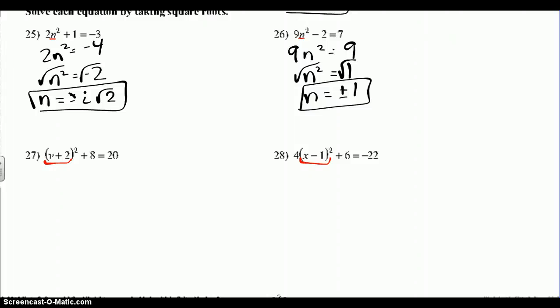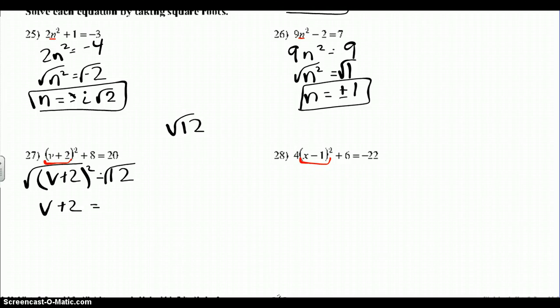Now for the next one, I need to isolate the v plus 2 quantity squared. So please don't multiply it out, isolate it. So I'm going to subtract 8. So now I get v plus 2 quantity squared equals 12. Square root both sides because now it's isolated, so I have v plus 2 on the left. I need to simplify my square root of 12. I can do that by doing root 4 times root 3, so I get 2 root 3. But remember, it's going to be plus or minus. So I have plus or minus 2 root 3 on the right.